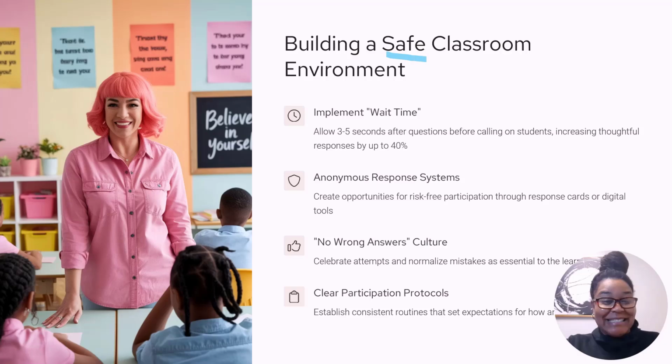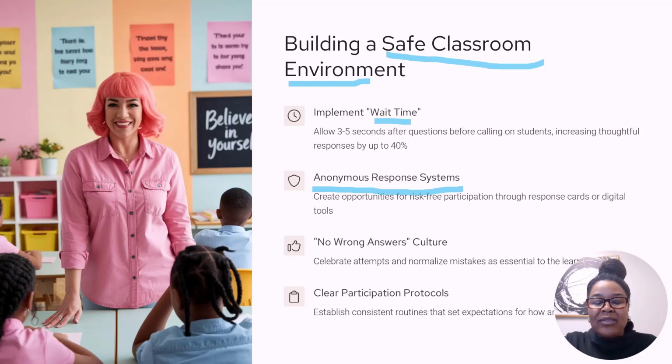Do you have a safe classroom environment, right? Is your classroom safe? Do you provide wait time for your students? Do students know that they can not have the right answer and be okay in your classroom? Thinking about what is an anonymous response system that you can implement immediately to get a pulse of where your students are, and what does your culture say about wrong answers?